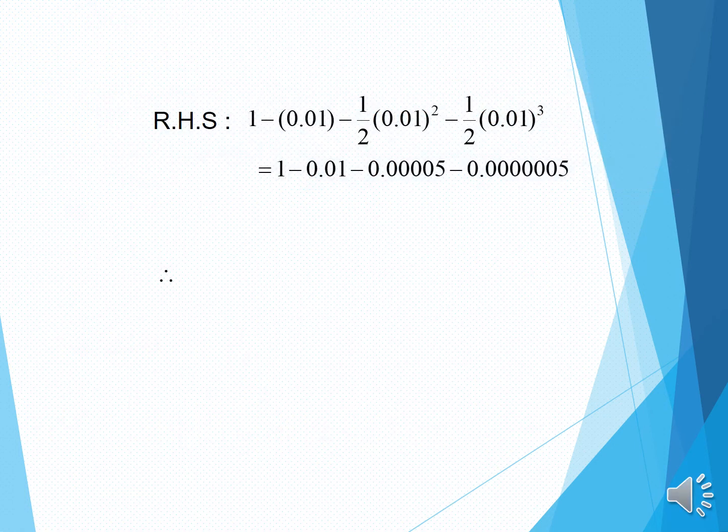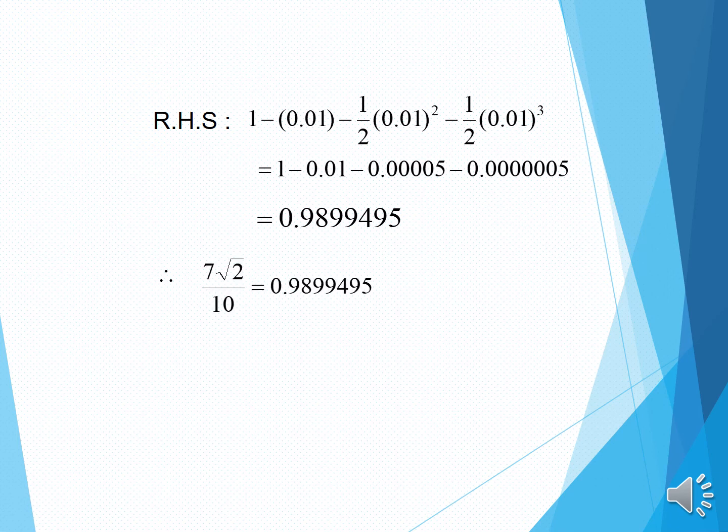From the right-hand side, we substitute x equals 0.01 into the expansion. So the answer is 0.9899495. By comparing the left-hand side and right-hand side, the square root of 2 is equal to 1.41421 correct to 5 decimal places.